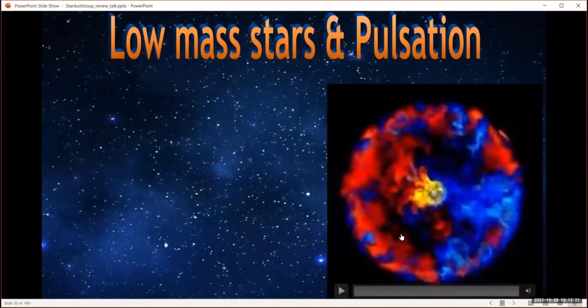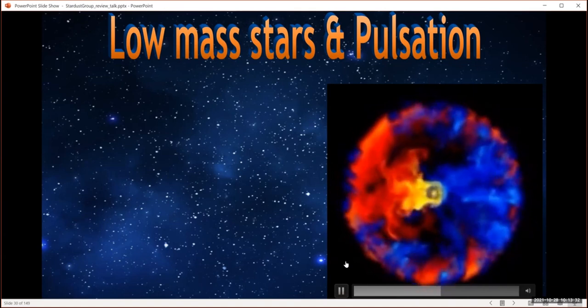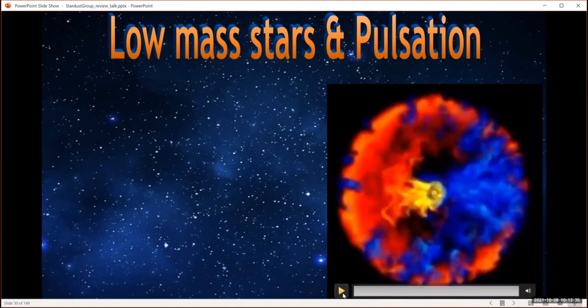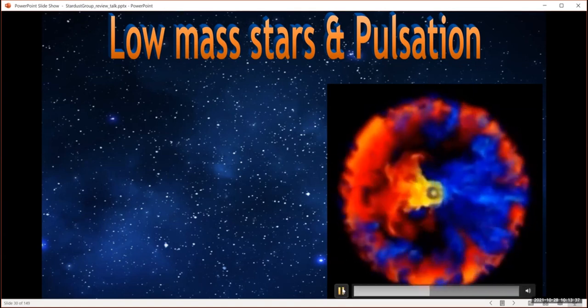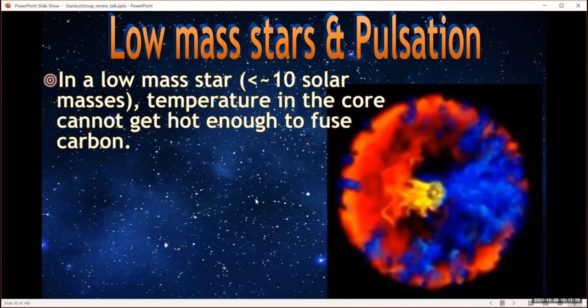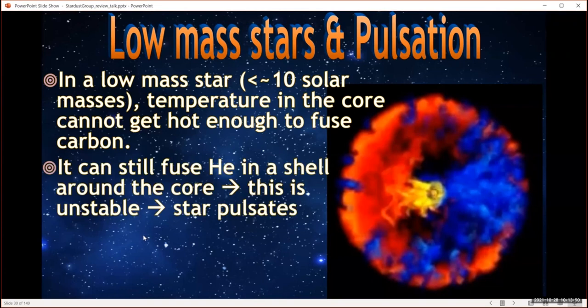So last time, we talked a little bit about how low mass stars, stars from about 1 to 8 solar masses, pulsate and how this manifests itself in terms of dust. So here you can see a star that is pulsating, and the surface is moving in and out. For these low mass stars, usually lower than about 8 solar masses, we don't get carbon fusion in the core, but we get this pulsation, and this pulsation gives rise to material being pushed away.